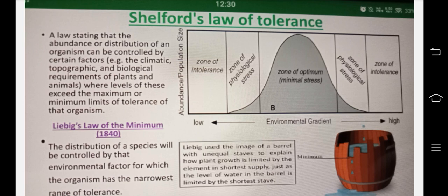Shelford's law of tolerance, a law stating that the abundance or distribution of an organism can be controlled by certain factors like climatic, topographic, or biological requirements of plants and animals, where levels of these extend the maximum or minimum levels of tolerance of that organism. That is Shelford's law of tolerance.